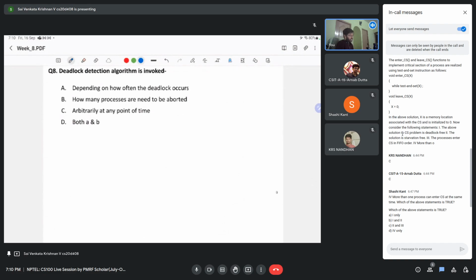The deadlock detection algorithm is invoked. When is it invoked? Option A, depending on how often the deadlock occurs, or option B, depending on how many processes need to be aborted, or option C, arbitrarily at any point of time, or option D, both option A and B. Any guesses?